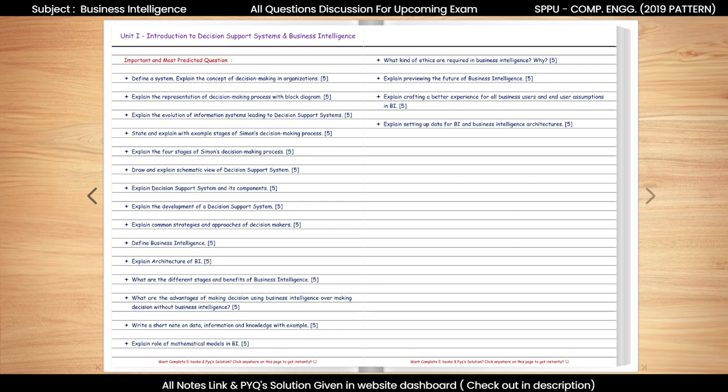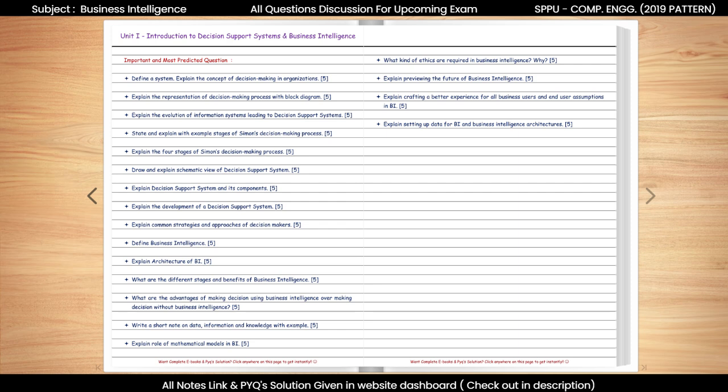Now, let us move on to our next important topic, business intelligence definition. From this topic, we can expect questions such as, define business intelligence. Business intelligence refers to technologies and processes used to collect, analyze, and present data to support better business decisions. It transforms raw data into meaningful insights.